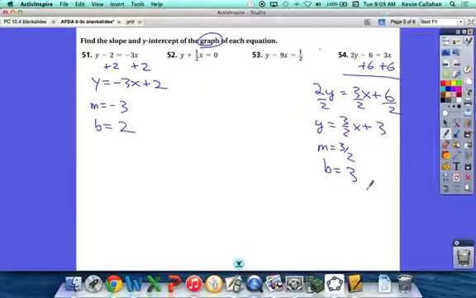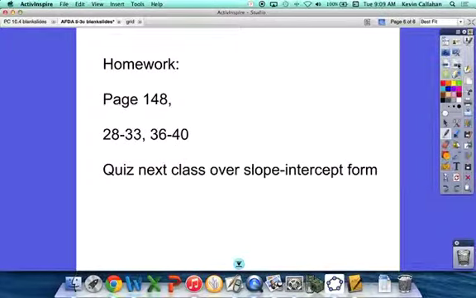So if there's one set of problems in the homework is graph. The second is what's the slope and the y-intercept, and it's not in slope-intercept form, so you have to solve for that. So those are the two sets of problems, and next class, again, we're going to have a quiz over all this slope-intercept stuff. It's 3 days on one section. Okay.